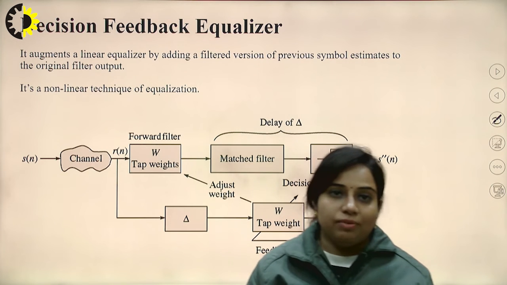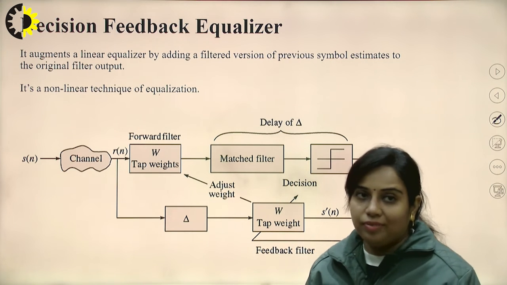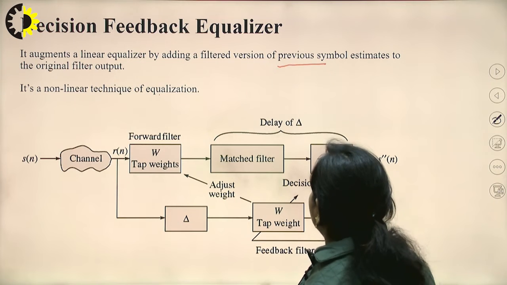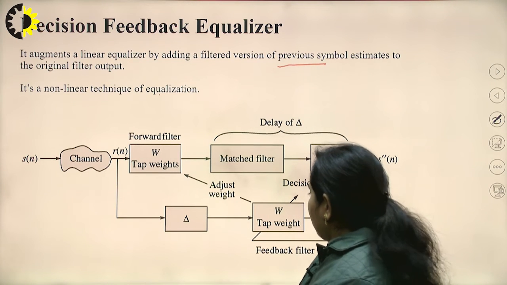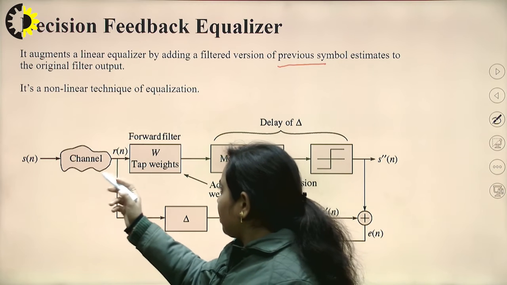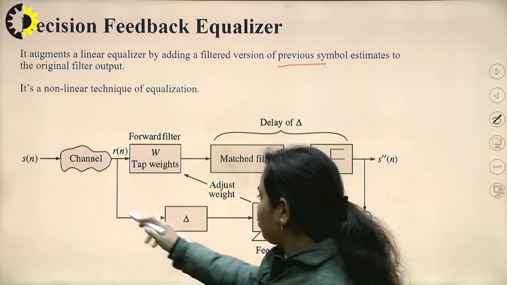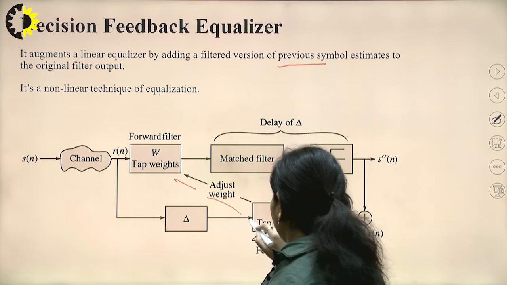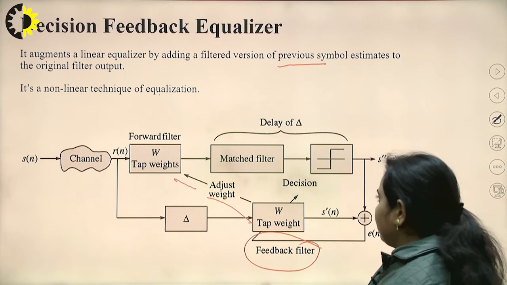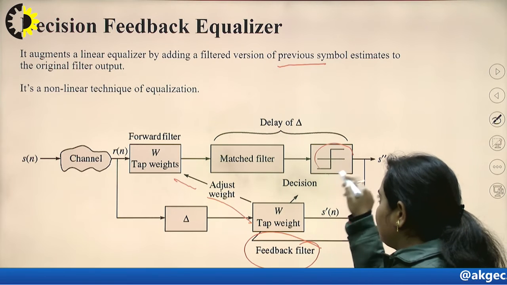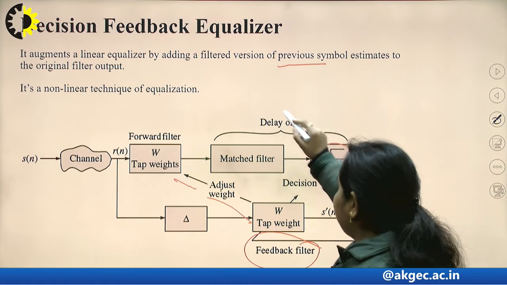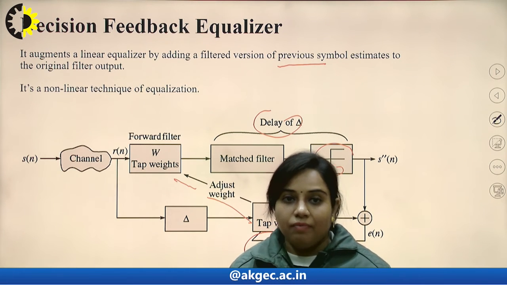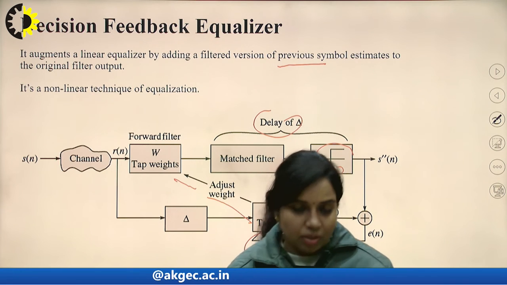Next one is the decision feedback equalizer, that is a fourth kind of equalizer. So it augments a linear equalizer by adding a filtered version of the previous symbol estimate to the original filtered data. Now you can see over here that this is passed through a channel, there will be a feedback that has been set up. Feedback and feed forward both are used. So it is going to adjust the tap weights depending on the feedback filter. And here again a matched filter and a decision device will be there, which will be delay of delta being generated through this particular system. So a decision feedback equalizer is where feedback and feed forward both techniques are used.